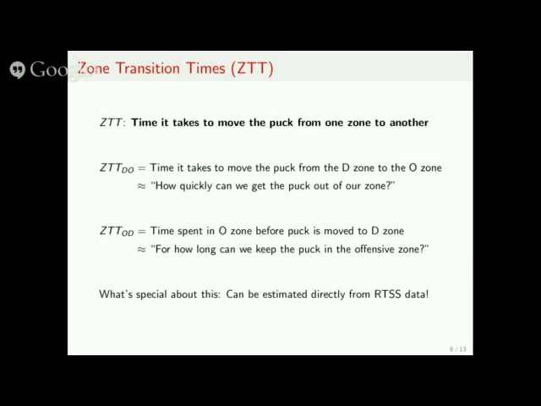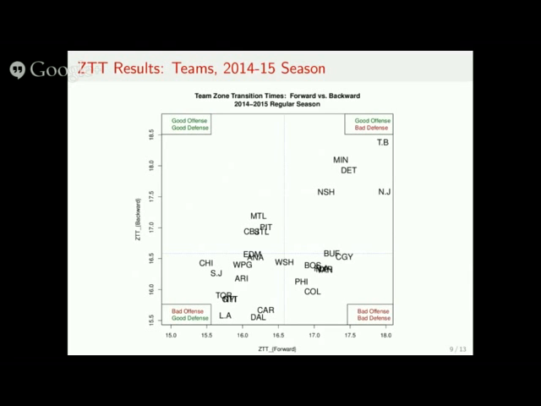So I rigged up a little R script using our NHL scraper package, and I pulled this data and I analyzed it. So this is for the 2014-15 season. This was updated yesterday. I don't think it includes last night's games, but this is sort of a picture of where these teams fall.